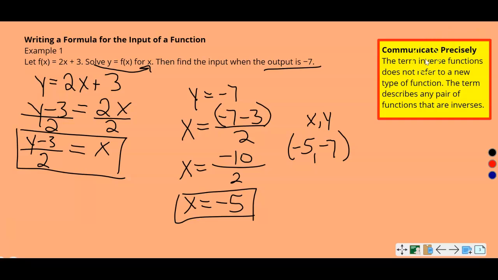Little side note, it says communicate precisely. The term inverse functions does not refer to a new type of function. The term describes any pair of functions that are inverses. So when you have a function and you have its inverse, those two functions kind of undo each other. They're inverses of each other.